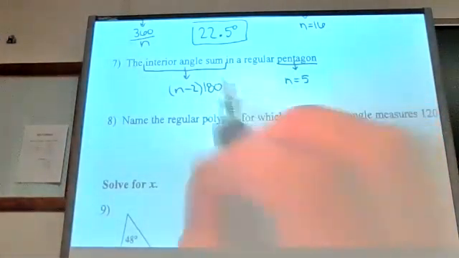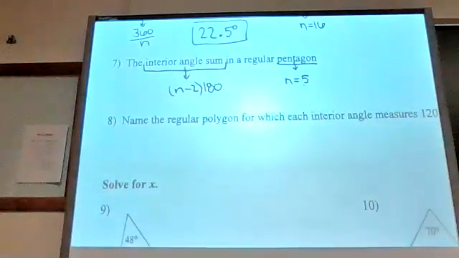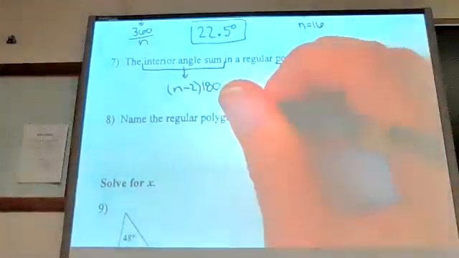N minus 2 would give me 3 times 180, gives me 540.